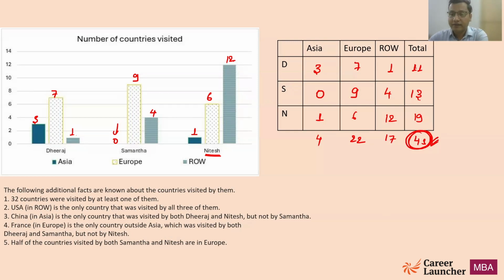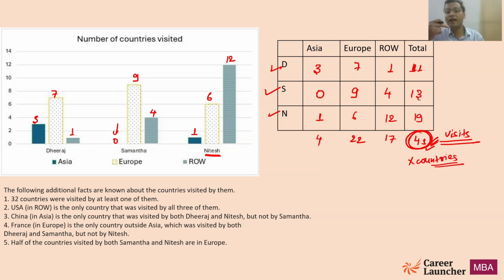Right. Now, look at this. There are a total of 11 countries visited by Dheeraj, 13 by Samantha, and 19 by Nitesh. So these are not 43 countries. These are not countries visited by all three, Dheeraj, Samantha, and Nitesh. Basically, these are 43 visits given by these 3 people in different countries, right?